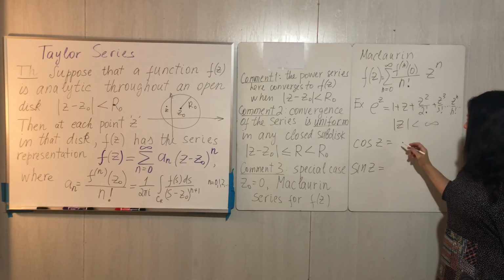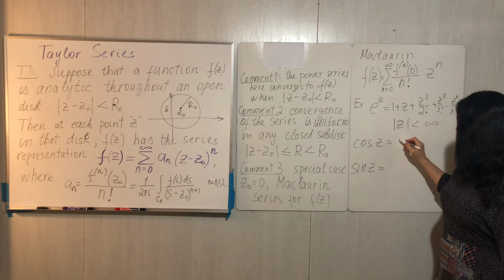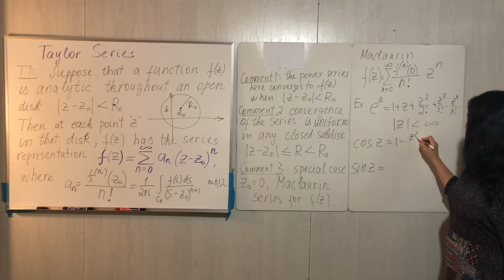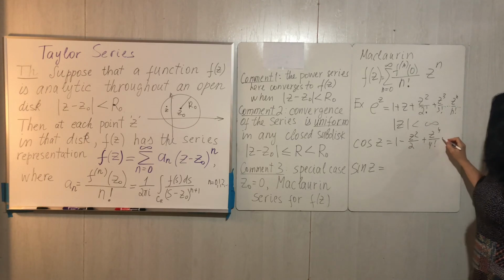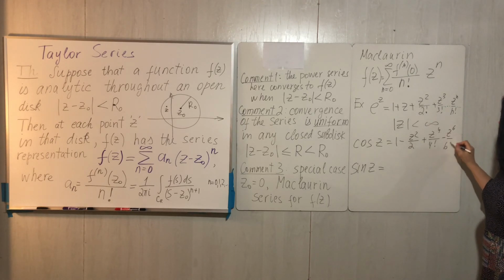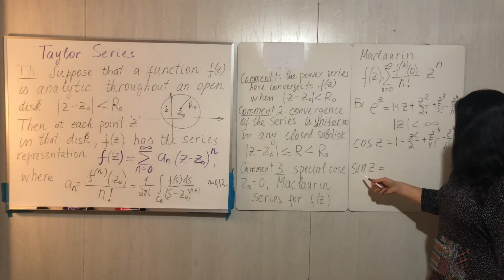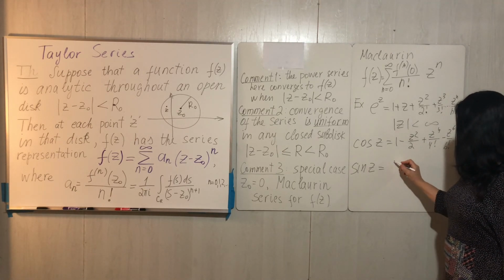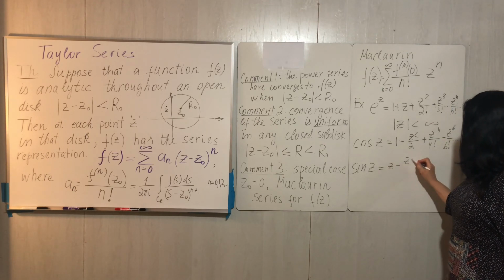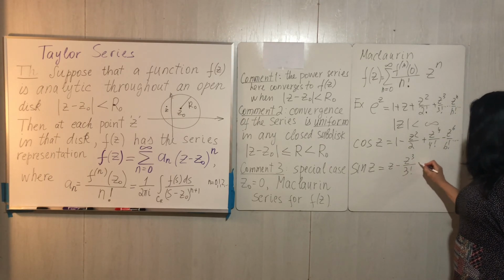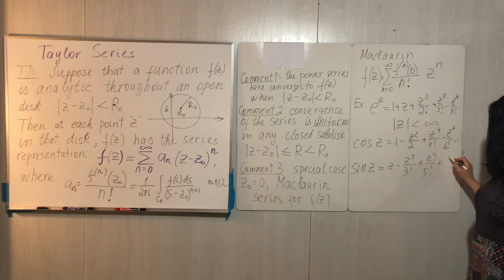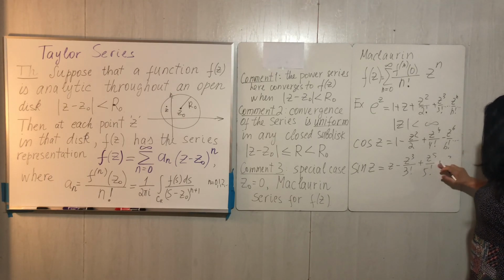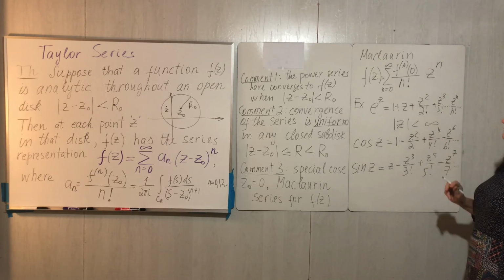I believe you remember that we wrote this expression, so it will be 1 minus z squared over 2 plus z to the 4th over 4 factorial minus z to the 6th over 6 factorial, and so on. And sine is an odd function, so we start with z minus z cubed over 3 factorial plus z to the 5th over 5 factorial plus or minus z to the 7 over 7 factorial.